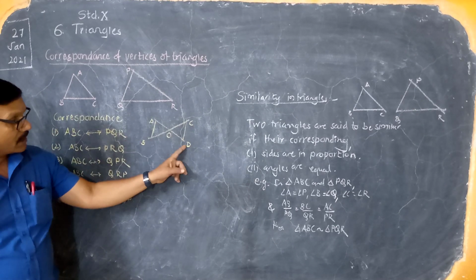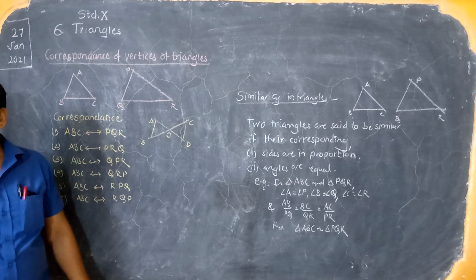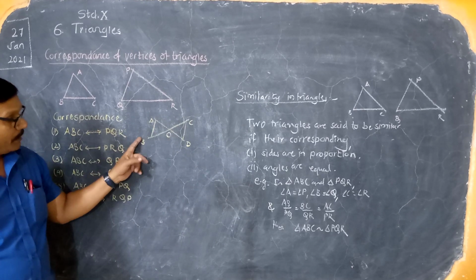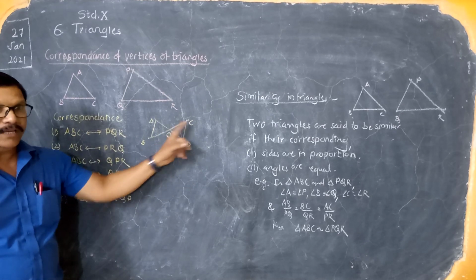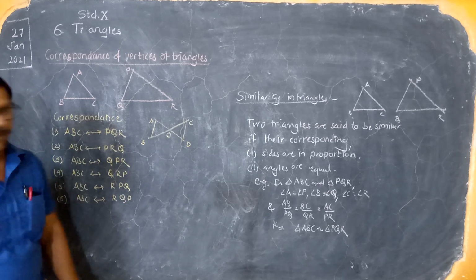A will correspond to D, B will correspond to C, and O will correspond to O. Triangle AOB will correspond to DOC.